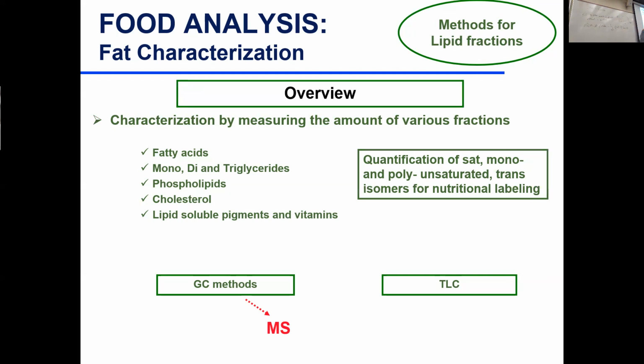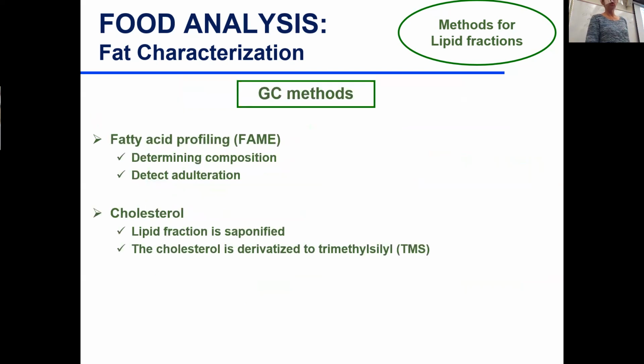So mostly we use GC methods to quantitate the different fatty acids and cholesterol. And thin layer chromatography is used as a qualitative measure to determine different composition within a lipid sample. So we already know how to determine the fatty acid composition by the FAME, fatty acid methyl esters method using the GC. You already did that lab, and it helps with determining composition and also detecting other alterations.